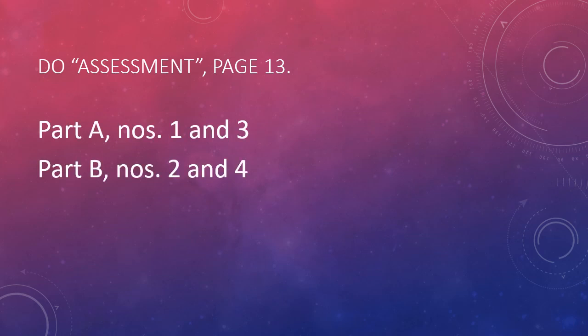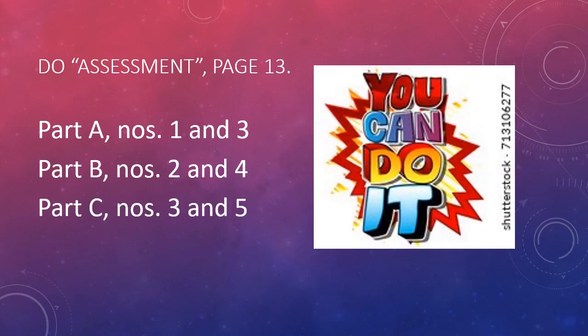So that's it. And let's now do the assessment of your module number 18, page 13. For part A, numbers 1 and 3 lang. For part B, numbers 2 and 4. And for part C, numbers 3 and 5. I hope that you can do this without looking at the answer key of your module, no?